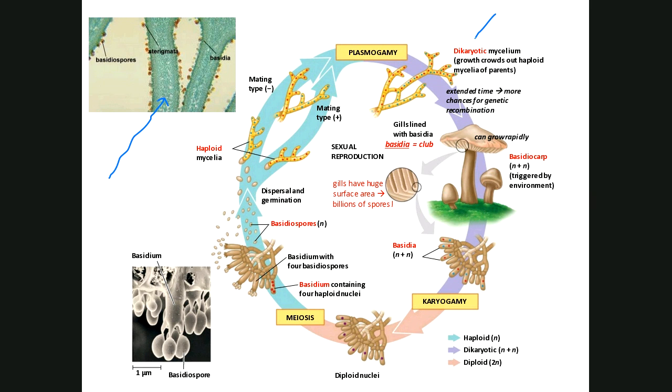basidiospores, right? Ascospores in ascomycetes, basidiospores in basidiomycetes. But again, they're the same thing. There's haploid cells, and they go out and they germinate, and then hopefully find a place to germinate, becoming haploid mycelia, and the cycle repeats. This is sexual.